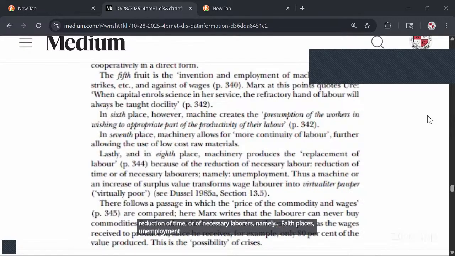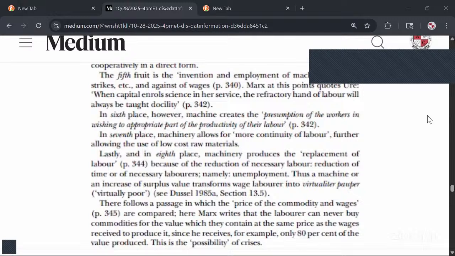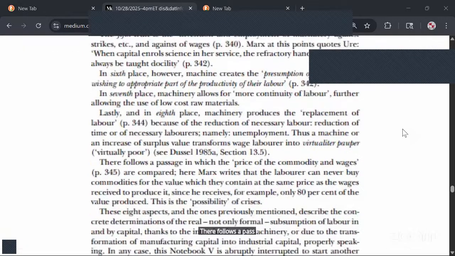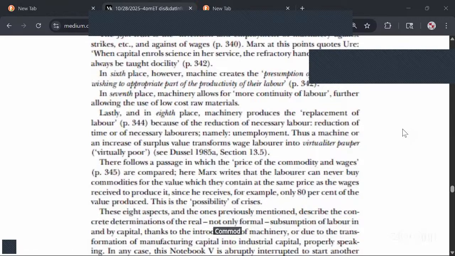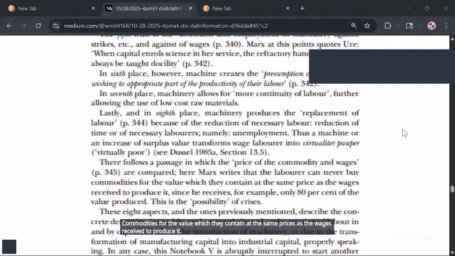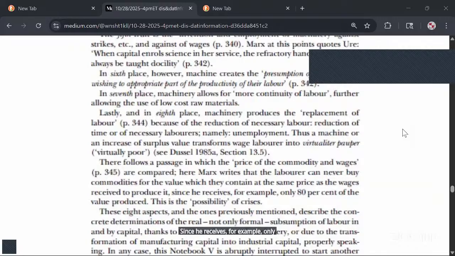Thus, a machine or an increase of surplus value transforms wage laborer into virtualiter pauper, virtually poor. There follows a passage in which the price of the commodity and wages are compared. Here, Marx writes that the laborer can never buy commodities for the value which they contain at the same prices as the wages received to produce it. Since he receives, for example, only 80% of the value produced, this is the possibility of crises.